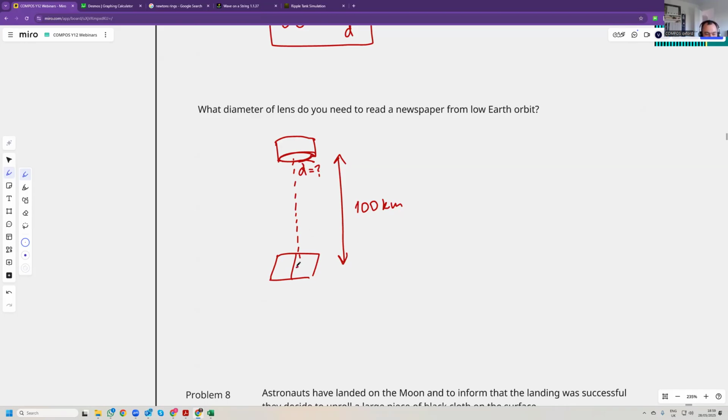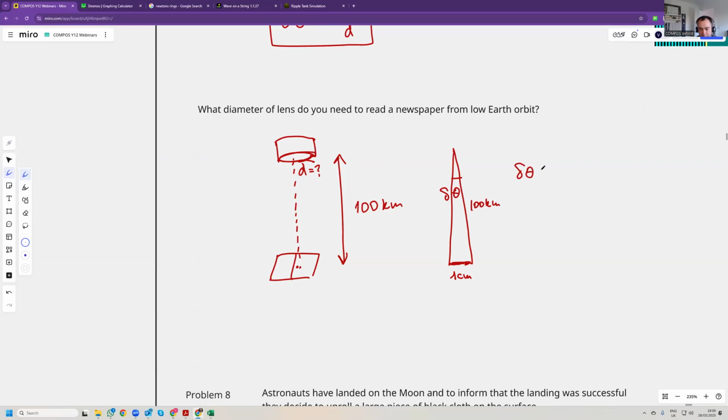Well, in order to see what's going on, in order to read a letter, you should be able to distinguish the top and the bottom of the letter. So I'd say a generous 1 centimeter. So you want to be able to see an object of size 1 centimeter. And your angle theta is this, d, delta theta. And this is 100 kilometers.